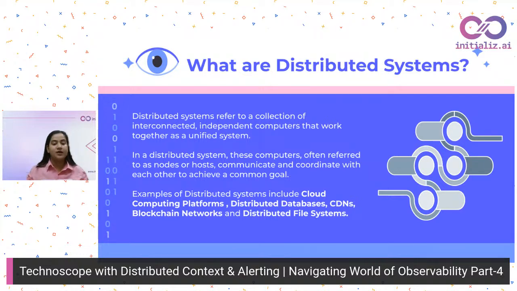So we know that observability is looking into the problems of a system. Now let's talk first about distributed systems. They refer to a collection of interconnected independent computers that work together as a unified system. That is the major architecture that is implemented today in cloud native architecture. In a distributed system, computers are often referred to as nodes or hosts, and they communicate and coordinate with each other to achieve a common goal.